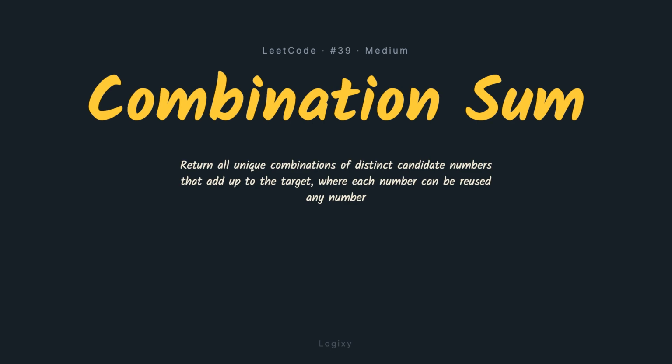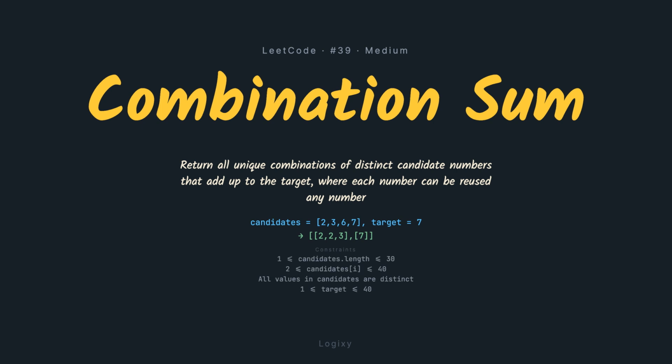Picture a line of stepping stones. You can land on the same stone again. Which paths get you exactly to 7? Now make it concrete. Our choices are 2, 3, 6, and 7, and we want every combination that totals 7.